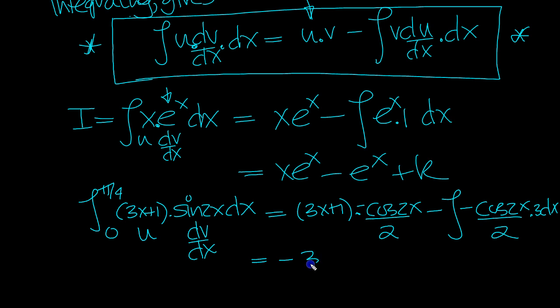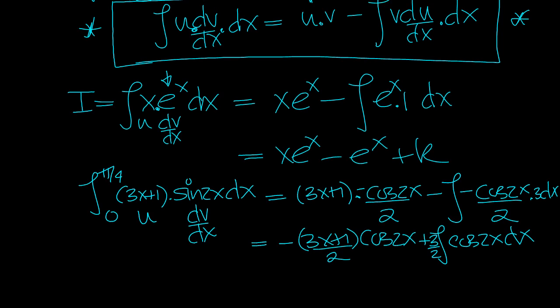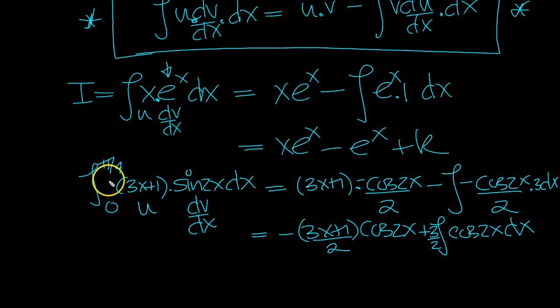It's minus (3x plus 1) over 2 cosine 2x plus the integral of 3 over 2, I'll bring that out over here, 3 over 2 lots of cosine 2x dx. Now the problem is it's a definite integral, isn't it? So because it's a definite integral, we've got our bounds to work it out from and to. So that's 0 to pi over 4, and this is from 0 to pi over 4.